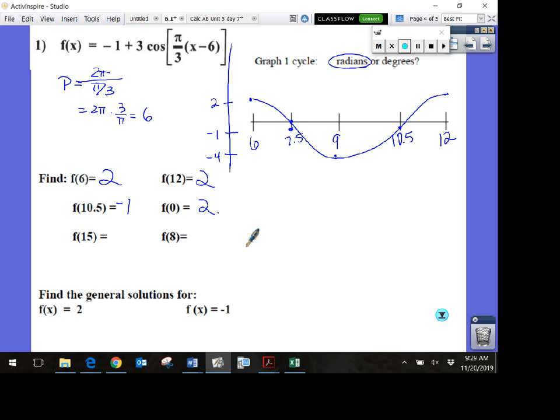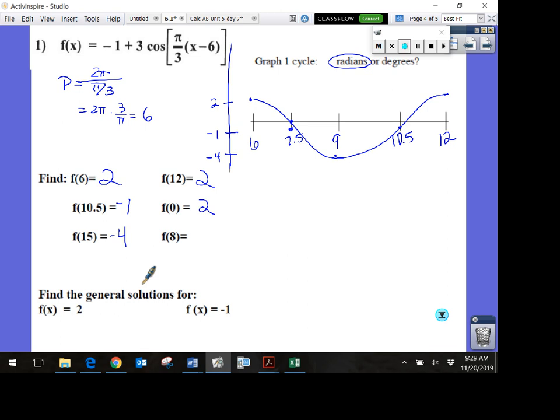F of 15. So when I look at these numbers, I should notice that 15 falls in those numbers too. 6 plus 3 is 9, plus 3 is 12, plus 3 is 15. Now that doesn't go back up to the high, so it was high, plus 3 to low, plus 3 to high, plus another 3 to low. So we know that f of 15 would be -4. Okay, you can think of it just like that.